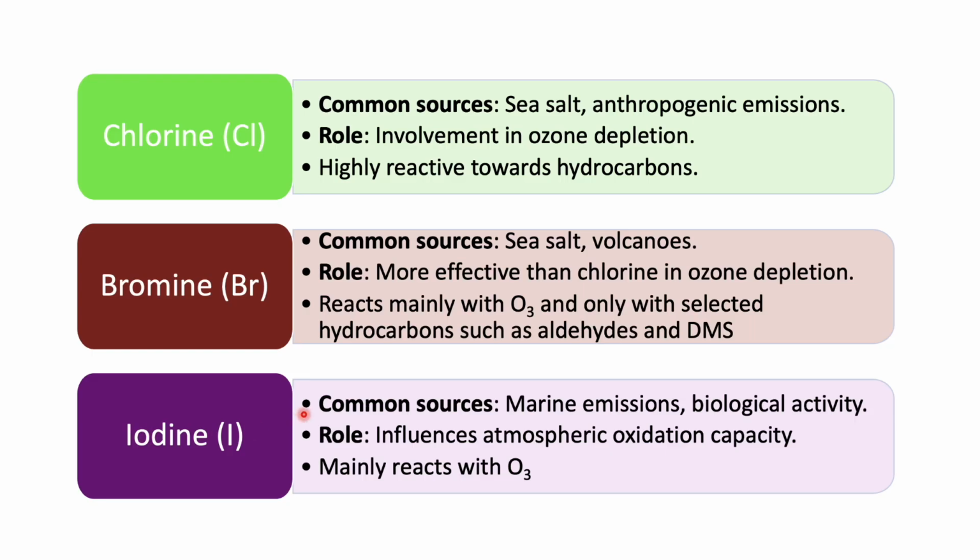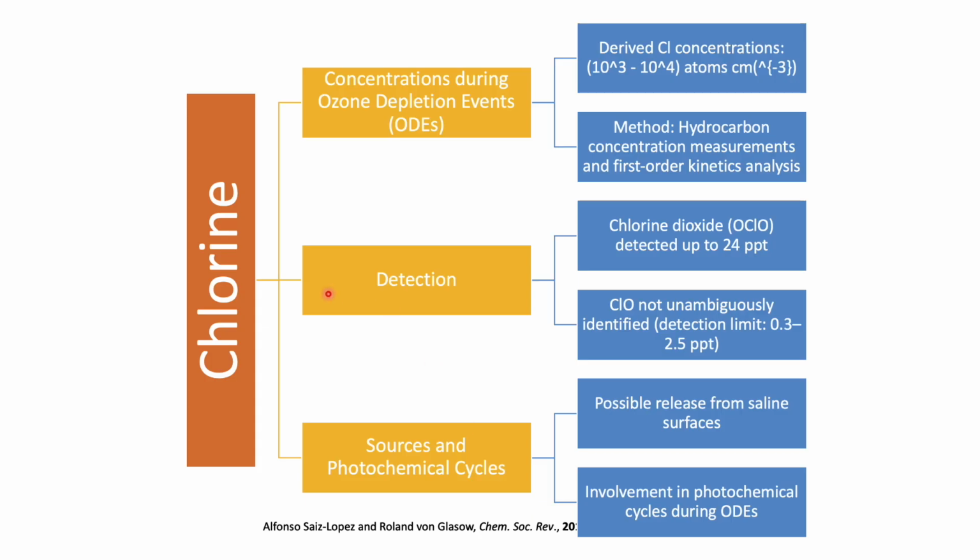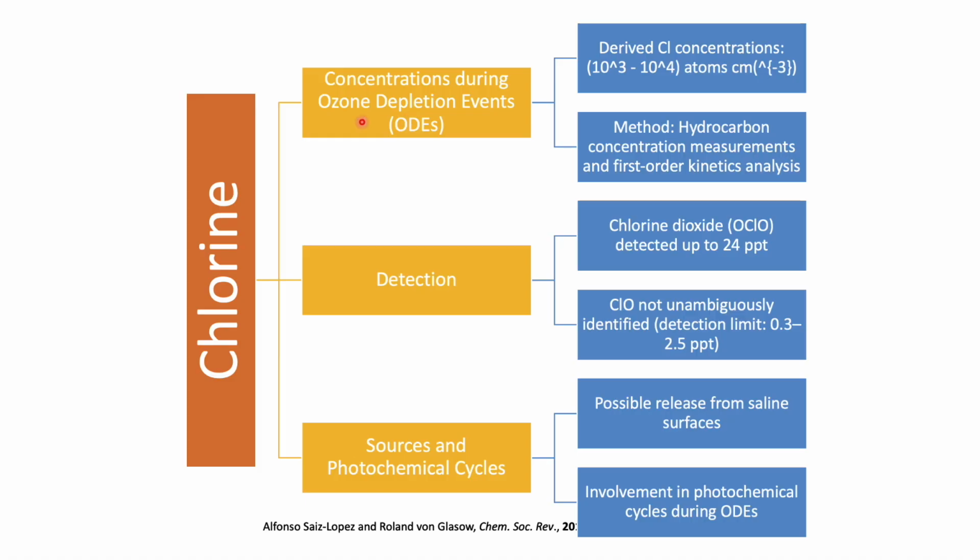With respect to iodine, the main sources are marine emissions and biological activity. They influence the atmospheric oxidation capacity and mainly react with ozone. So if you look at chlorine concentration during ozone depletion events, we will be studying the ozone layer separately in the coming modules. For now, just remember that an ozone depletion event means ozone is reduced in that particular atmospheric region. That is a simple thing we can remember now.